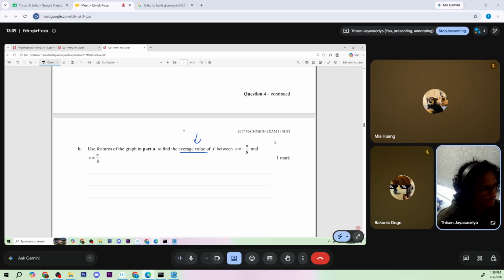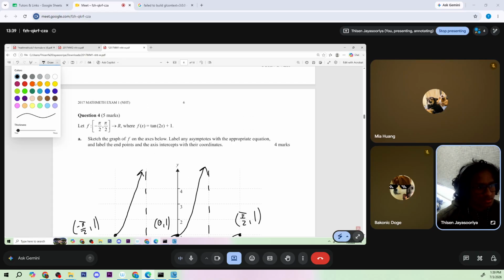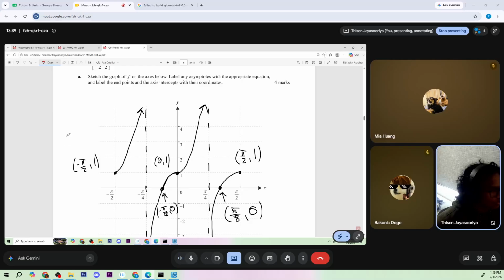So here it says use the features in part A to find the average value. Here, I can't integrate tan. That was my issue with doing this question before. But I still want to find the average value of this. I need to find this area in some way, because my average value formula is 1 over b take away a, times the integral from a to b of f of x dx.